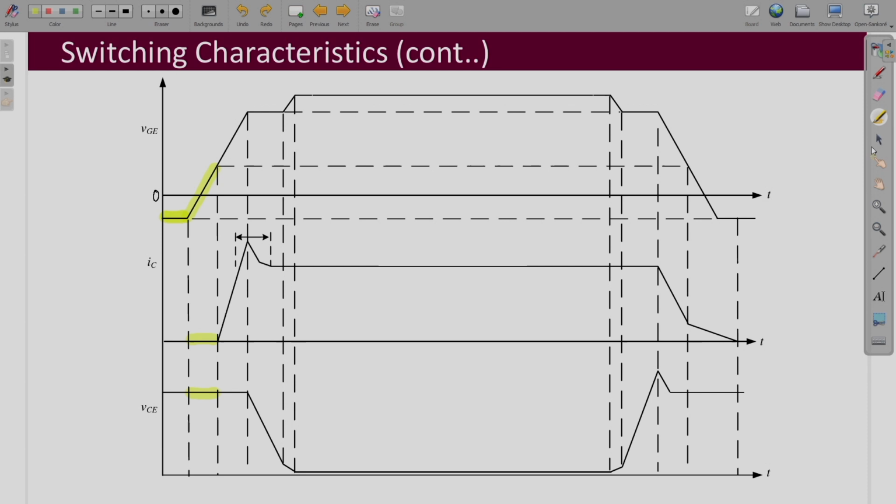And the collector emitter voltage is not changing. Before turn on, the voltage over here is equal to your VDC, the voltage it is blocking, and the current is 0, so there is no change. This part we can call the delay time, TD on, and till here what it reaches is the threshold voltage, which we call VTH. This is your threshold voltage line.